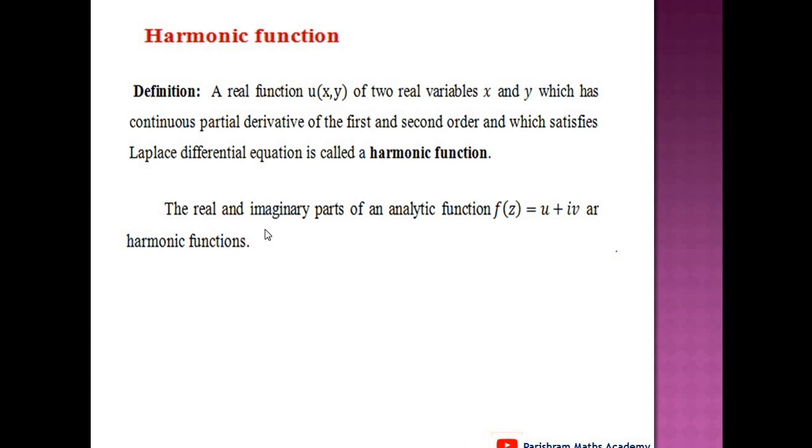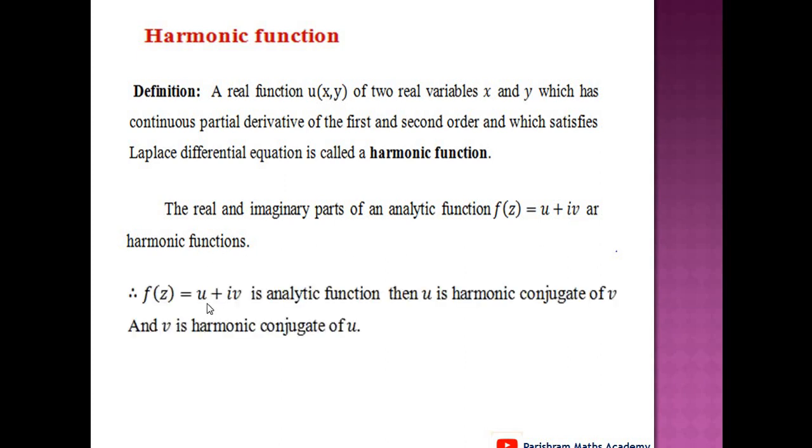Now, consider the real and imaginary parts of the analytic function f(z) = u + iv. If function f(z) is analytic, then the real and imaginary parts satisfy Laplace differential equation, and therefore u and v are harmonic functions. And therefore if f(z) = u + iv is an analytic function, then u is called the harmonic conjugate of v and v is called the harmonic conjugate of u.